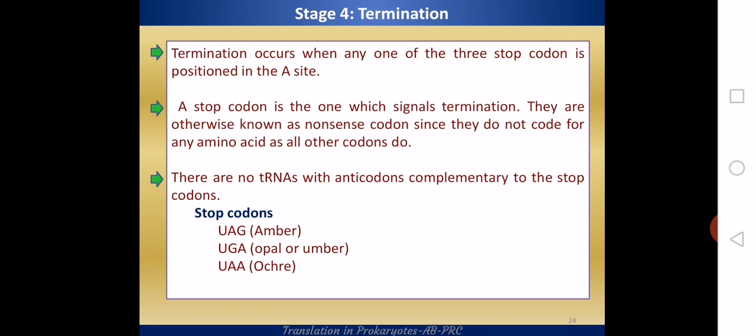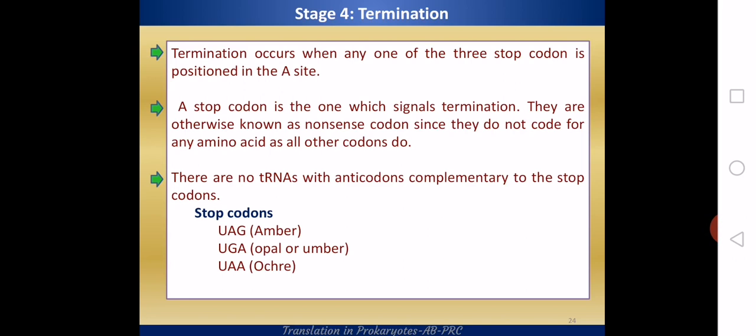Okay, we know that stop codon signals termination of translation, and we know that these stop codons are otherwise also called nonsense codons. Why are they called nonsense? It's because they do not code for any amino acid. That means they don't have any sense, right? So all the other 61 codons will code for one amino acid, but the three stop codons do not code for any amino acid. That's why they are called nonsense codons.